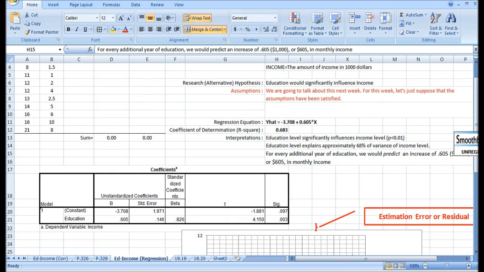Alright, in this video we talked a little bit about simple linear regression. I focused on how to get a regression equation, I mean the intercept and regression coefficient from the SPSS output of a regression analysis, and then how to interpret the regression equation, especially about the regression coefficient.